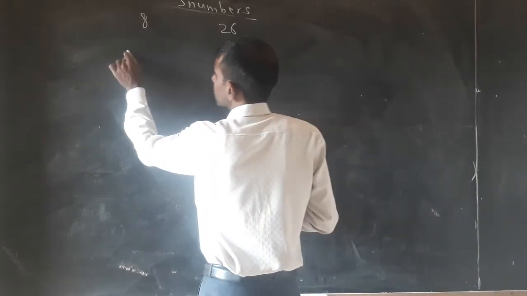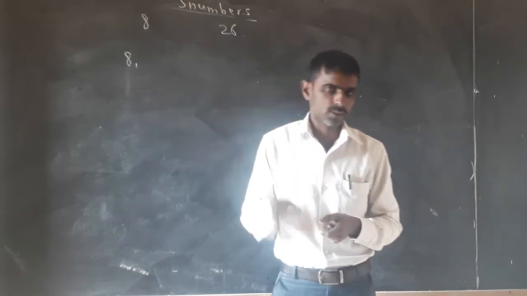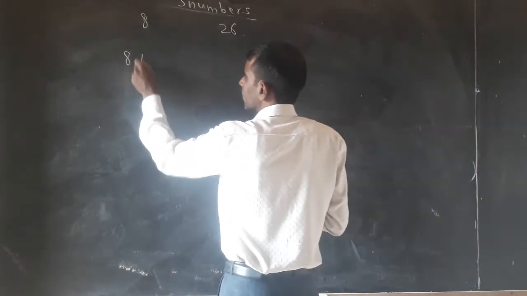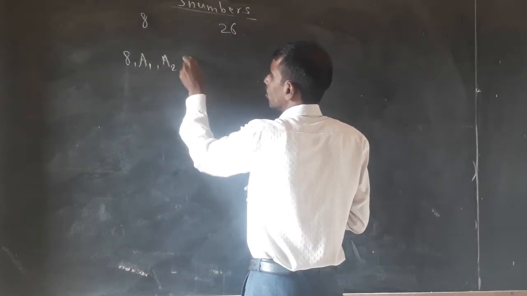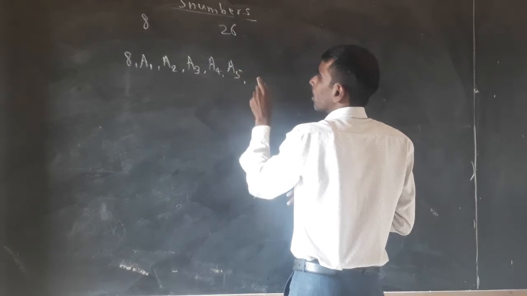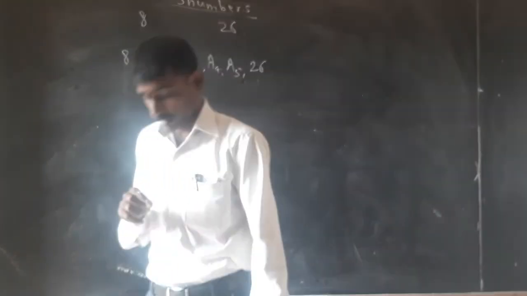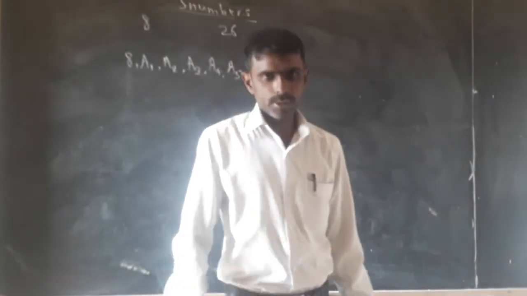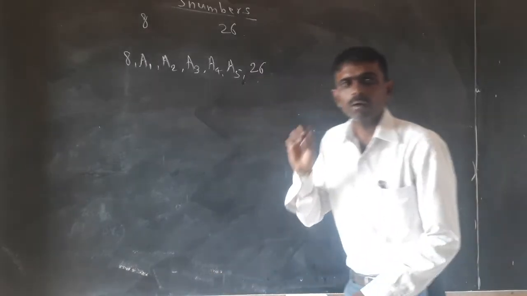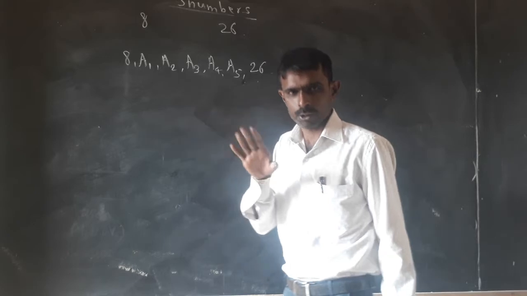So the first number is 8. Let those 5 arithmetic means be given by 8, A1, A2, A3, A4, A5, and the last number is 26. So this is going to form an arithmetic progression.